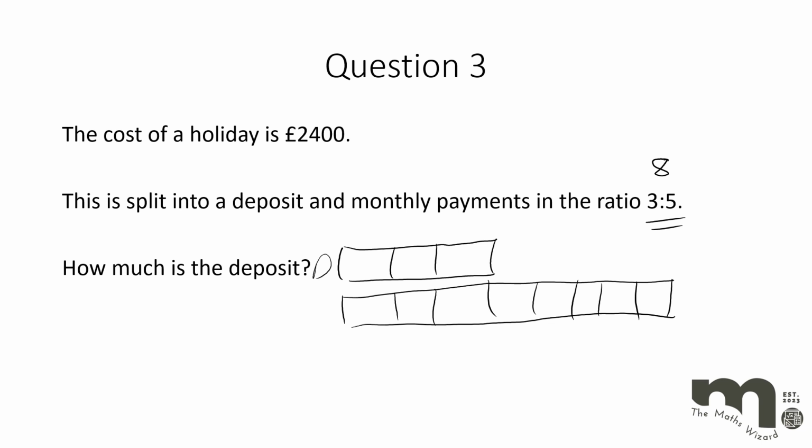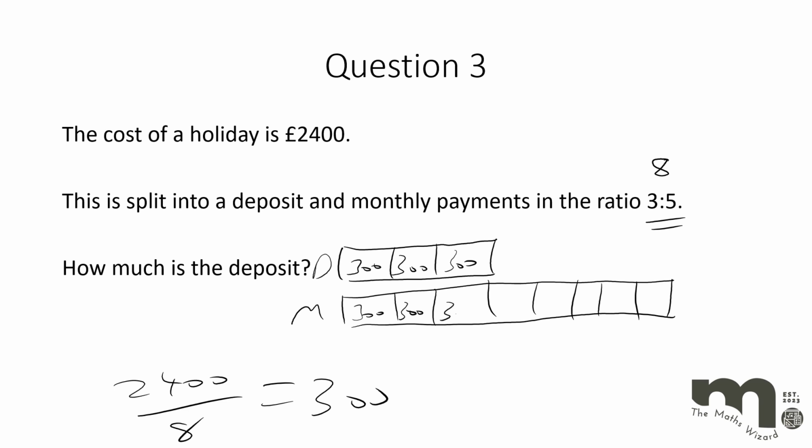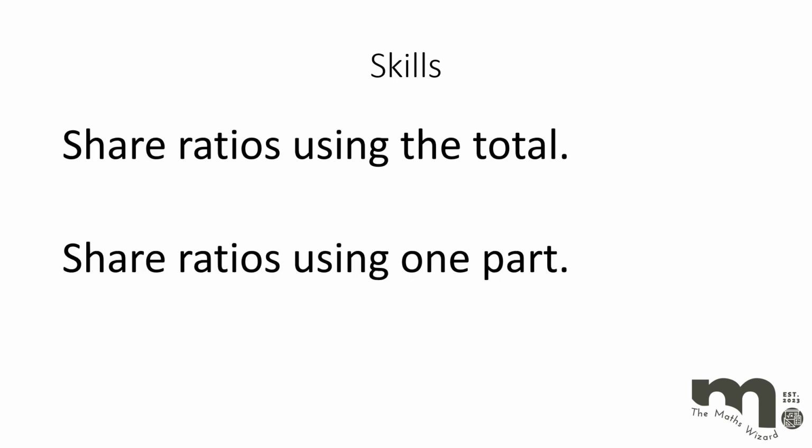Then we've got these other 8 parts here which are the monthly payments. So we've got to do 2,400 divided by 8, which is going to give us 300. So it's 300 for each part on our bar model, or 1 part in the ratio. So you get the idea here. So we've got 300 times 3 for the deposit, which is what the question was asking you, which is 900, and then 300 times 5, which is going to give you 1,500 for the part of the holiday you're going to pay for monthly.